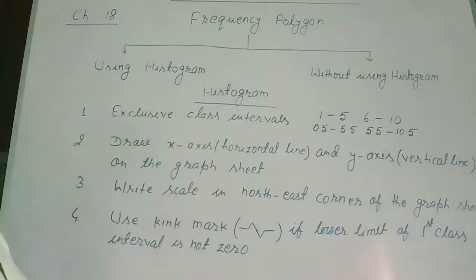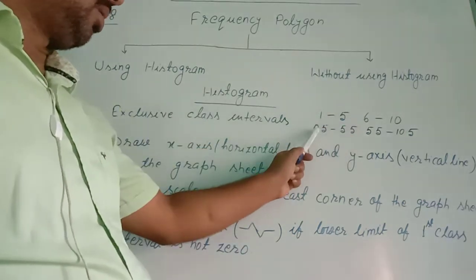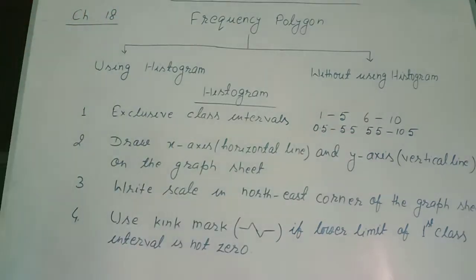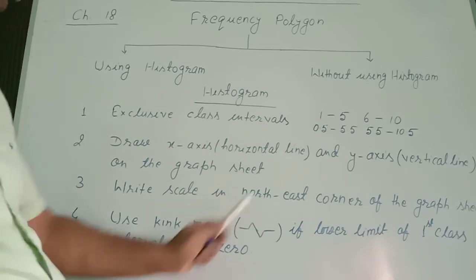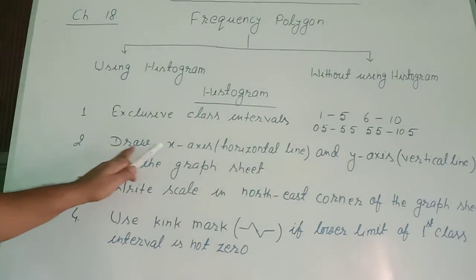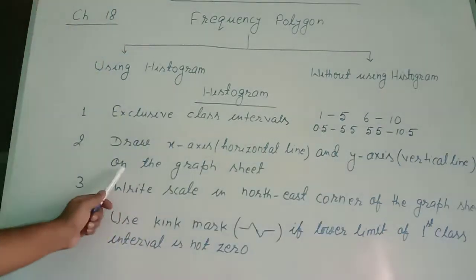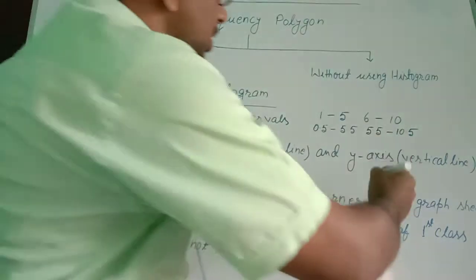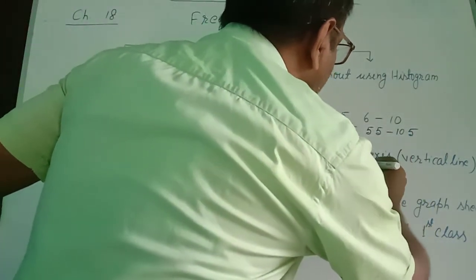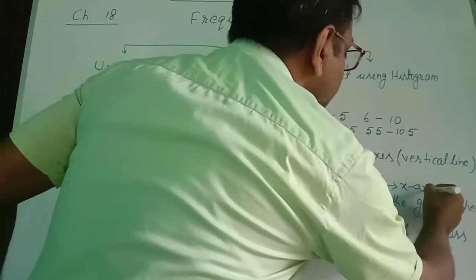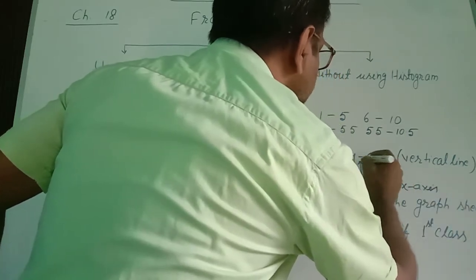To draw a histogram, it is very important. If the data is given in inclusive class interval, first of all, in the first step, we change that into exclusive class interval following this rule. Second thing, draw x-axis, that is the horizontal line, and y-axis, that is the vertical line on the graph sheet. This is the horizontal line and this is the vertical line. We say this is x-axis and this is y-axis.